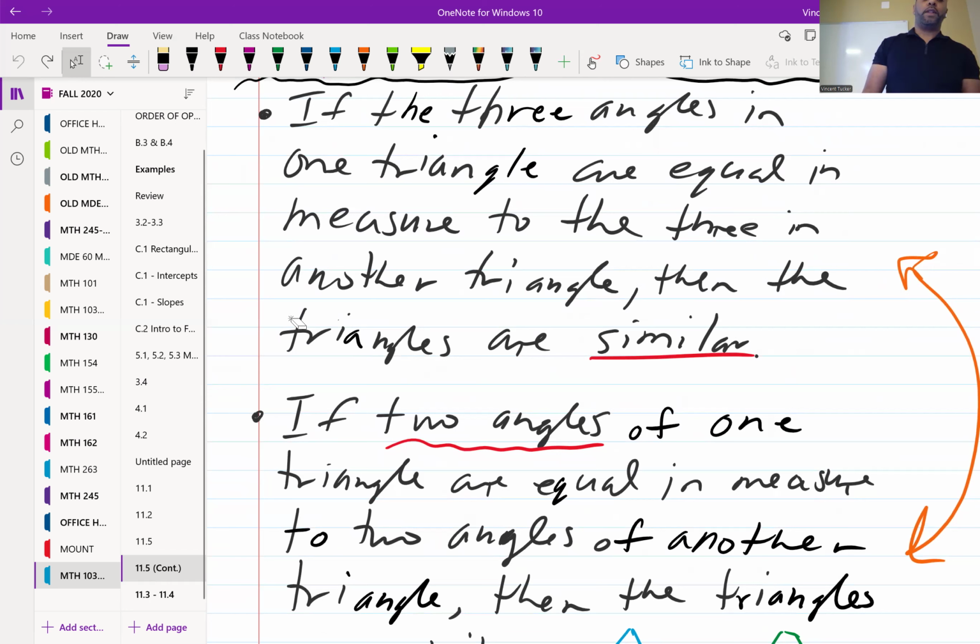Then it says if two angles of one triangle are equal in measure to two angles of another triangle, then the triangles are similar. That's because we know that all three angles add up to 180. So if you know two of them are equal, that means the third one is going to be equal as well. Both of those statements go hand in hand. If you know that two of them are equal, you know that the third one is equal. And if all three are equal, then that means you have similar triangles.